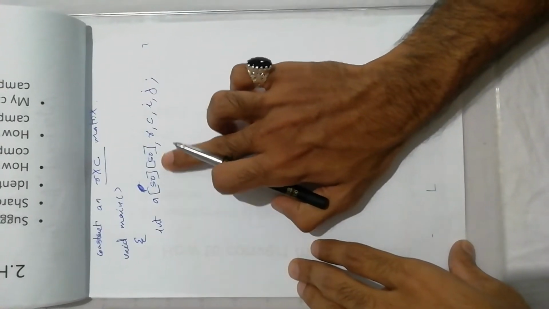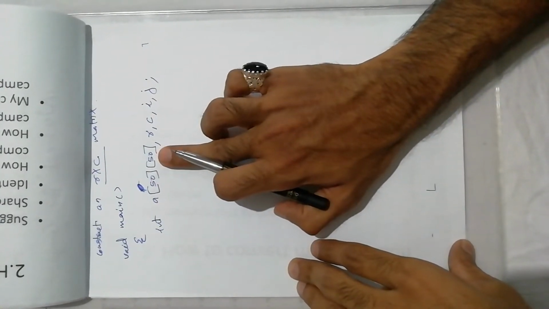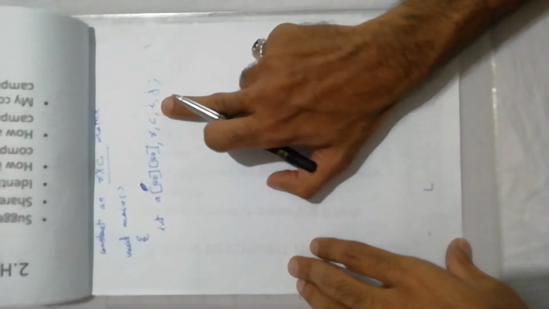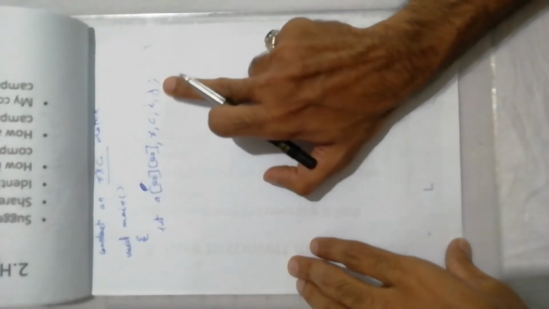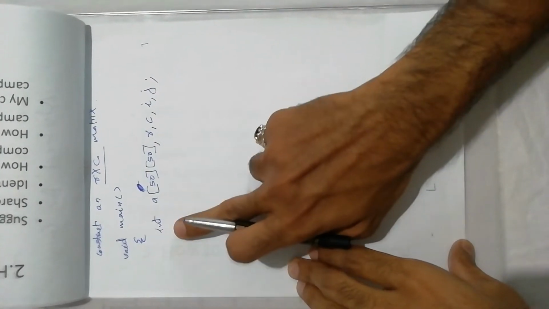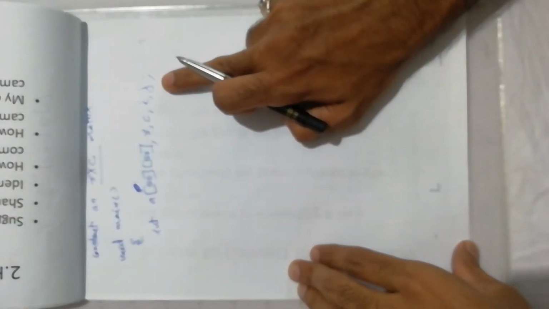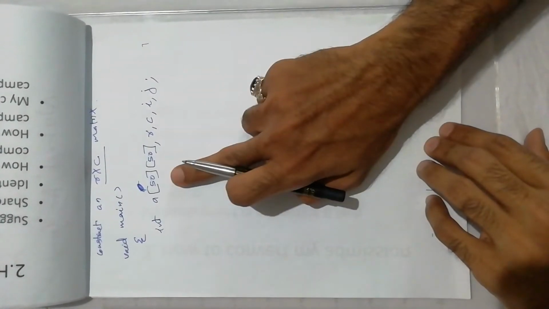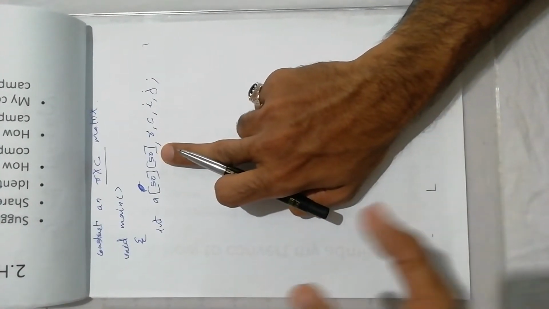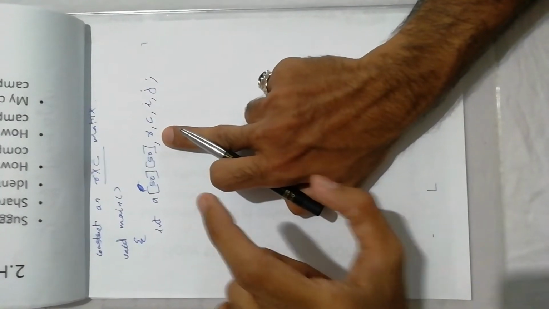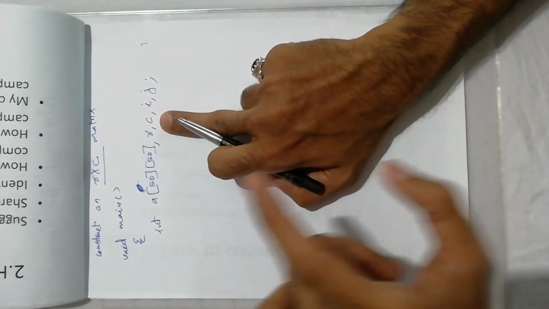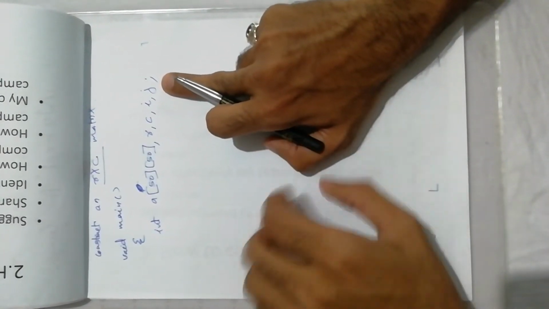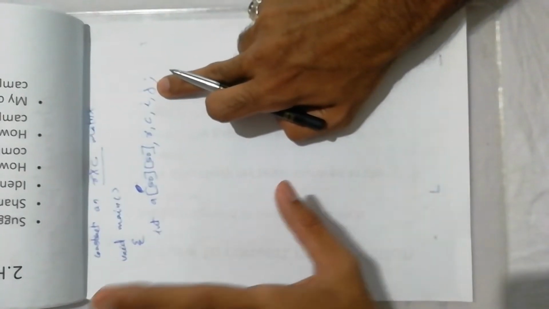First is the matrix A of 50 by 50, R is the number of rows, C is the number of columns, I is the row index, J is the column index. These are the minimum requirements for the construction of a matrix. One is A of 50 by 50, that is the entire matrix. Then R, number of rows. Then C, number of columns. I, row index. J, column index.